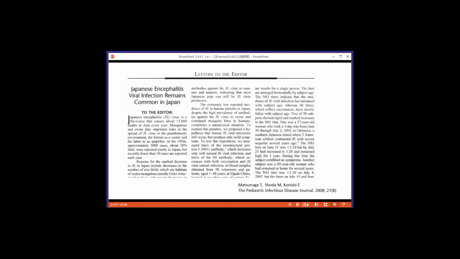This is the article. In the letters to the editor of the Pediatric Infectious Disease Journal of 2008, Dr. Matsunaga et al. measured titers of non-structural protein 1 antibody, NS1 antibody, which increases only with natural JE viral infection, and titers of the HI antibody, which increases with both vaccination and natural JE viral infection. Blood samples were obtained from 15 volunteers and patients for 2 to 3 years from each subject.